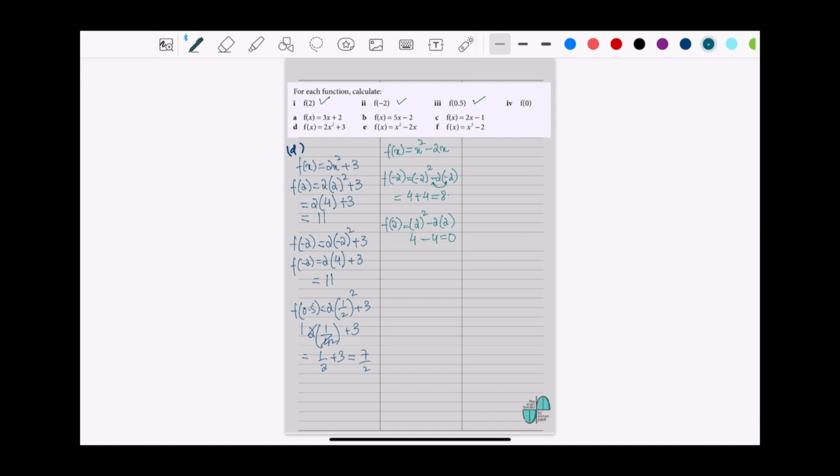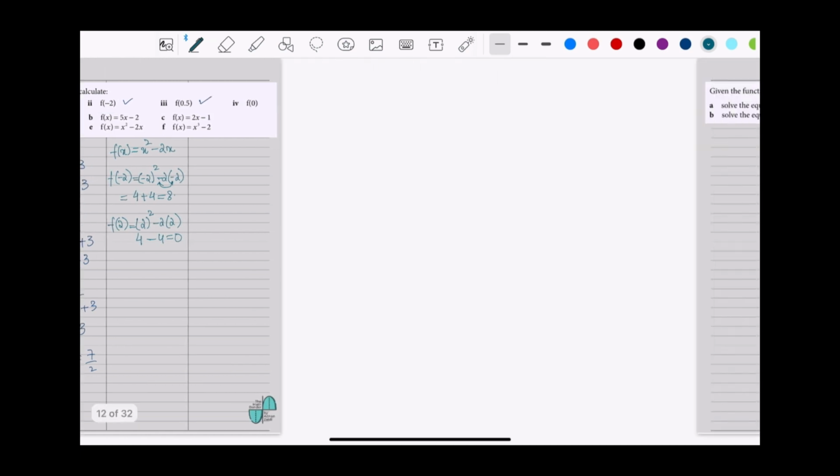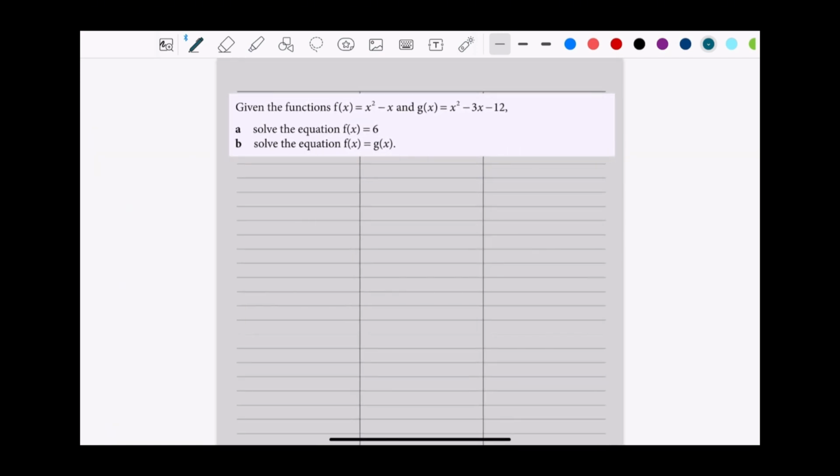So I hope I made myself clear where to plug in the values when a syntax like this is in the question. Let's move on and see some more questions that we get to see in the exam papers.